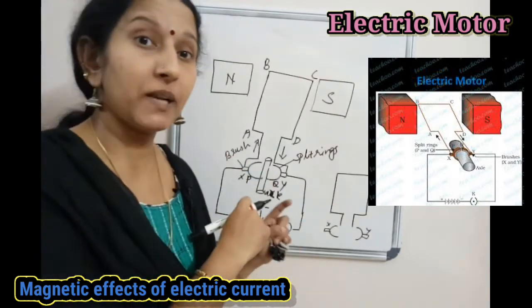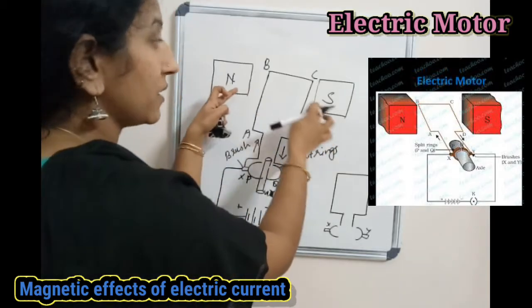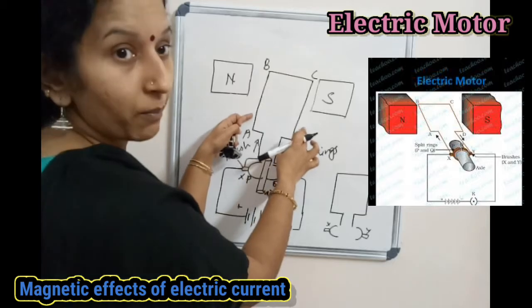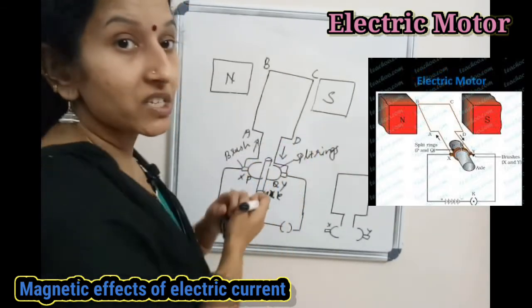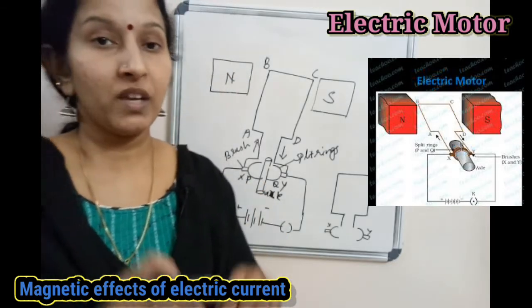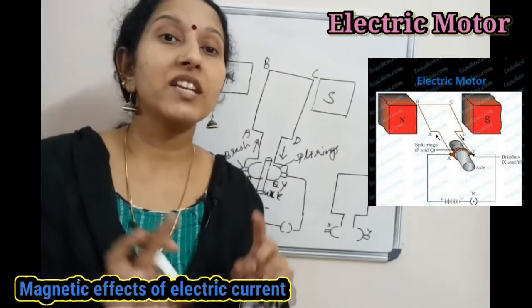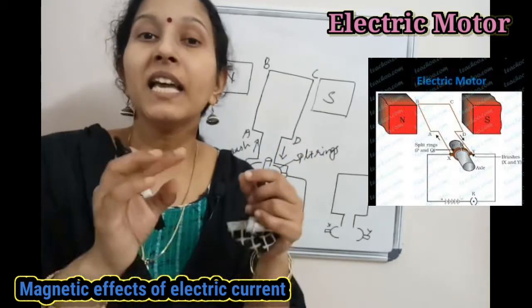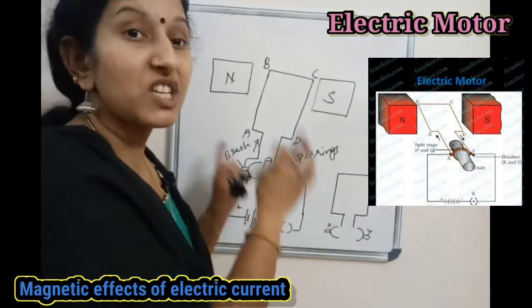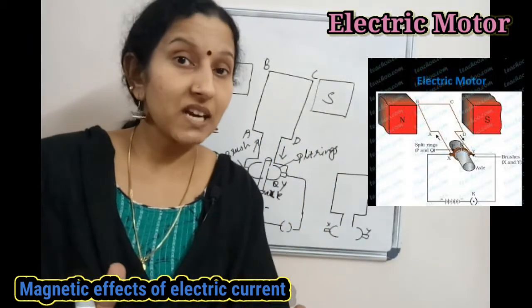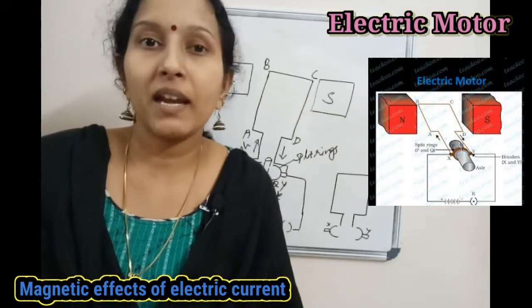What is the principle? You can see a magnet, and when electricity flows through the coil, the coil also behaves like a magnet. When two magnets are near each other, they experience a force. That is the principle of the electric motor. A current carrying coil placed in a magnetic field experiences a force. An electric motor is a device which converts electrical energy into mechanical energy.